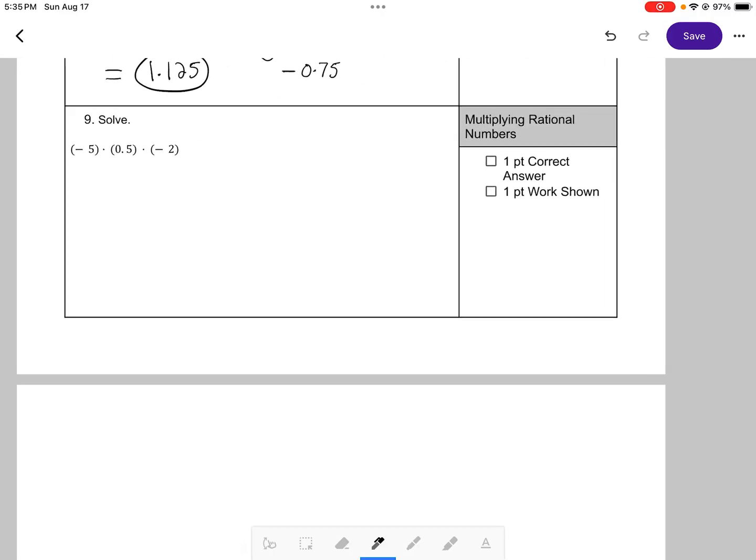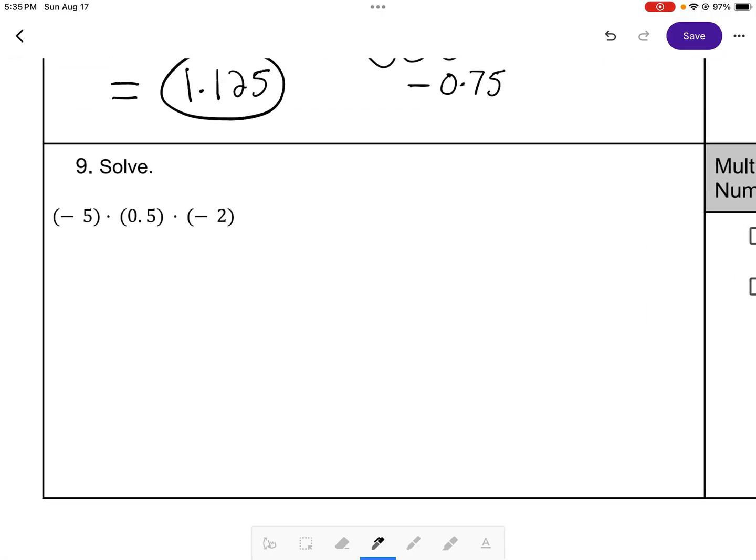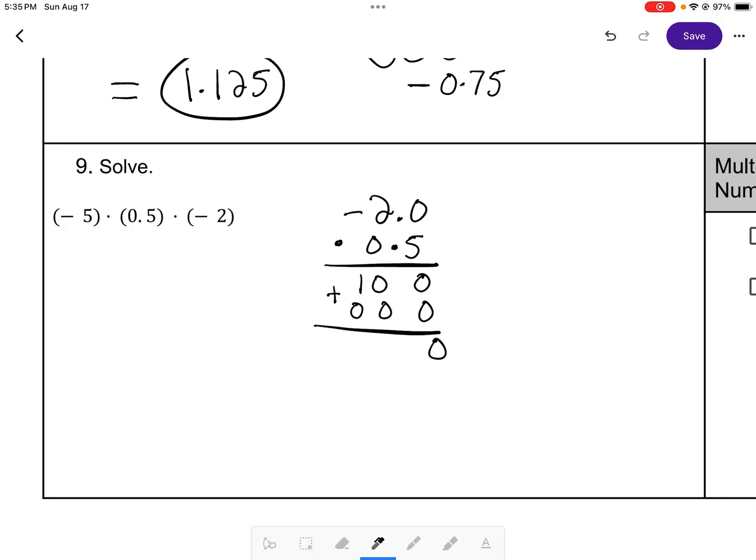All right, moving down to number 9, our last one. We're doing the same thing this time. So I'm going to take negative 2.0 and I'm going to multiply it by 0.5. That's going to be 0. That's going to be 10, 0, 0, and 0. I'm going to add 0, 0, and 1. I'm going to move my decimal over 1, 2 times. And then I'm going to add my negative in at the end. Remember that a negative times a positive is going to give me a negative. So this is negative 1.